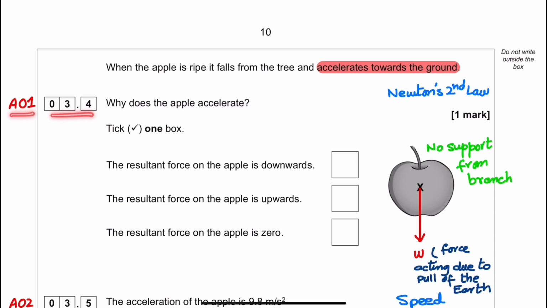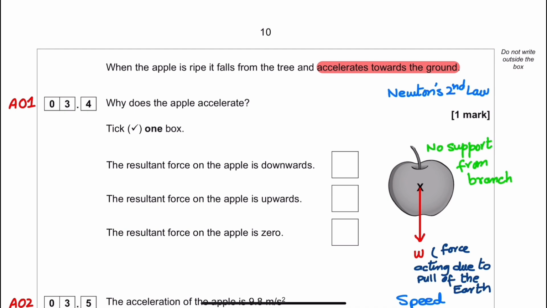3.4 is an A1 question. Why does the apple accelerate? This question is from the topic of Newton's second law. It is moving downwards due to the acting force, which is the weight, and the weight is due to the pull of the earth. So the force acting due to the pull of the earth is called weight.